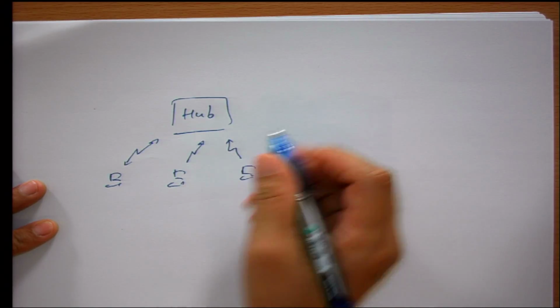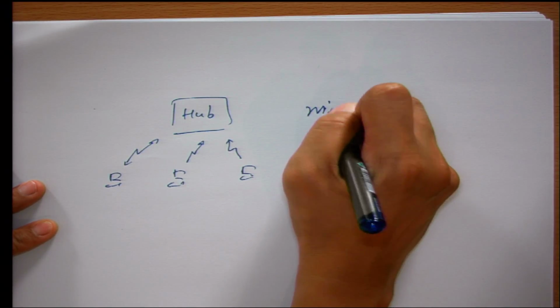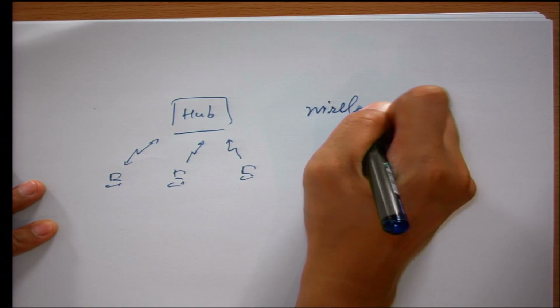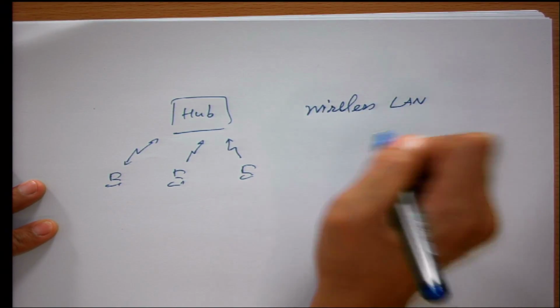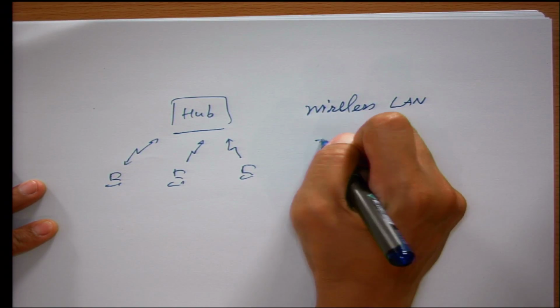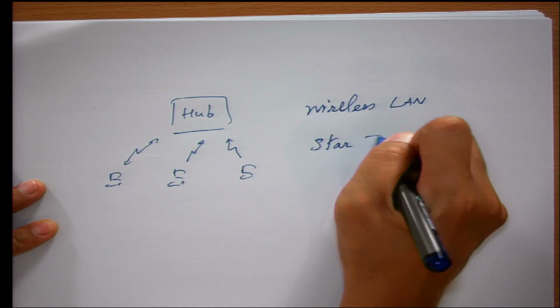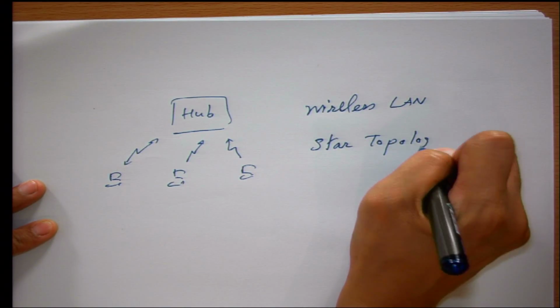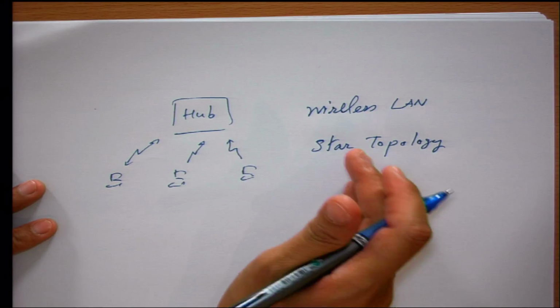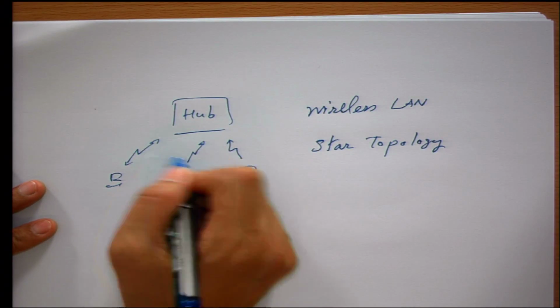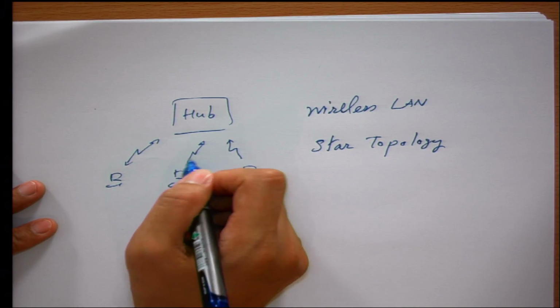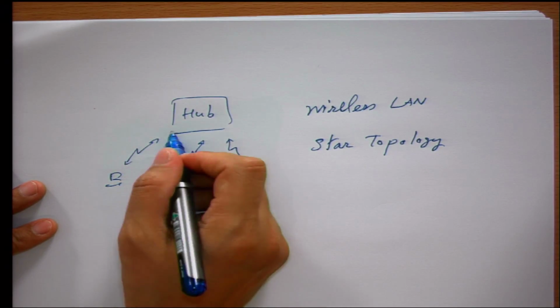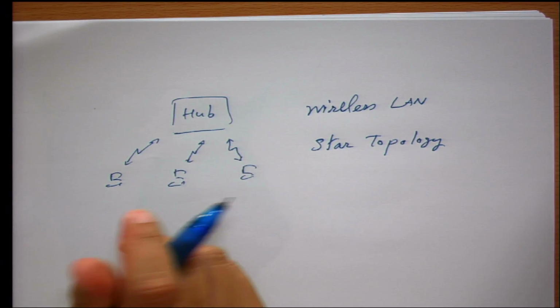Okay, so for wireless LAN, we use star topology, because this is suitable for wireless LAN. We can just change this one to a wireless link, instead of wire media.